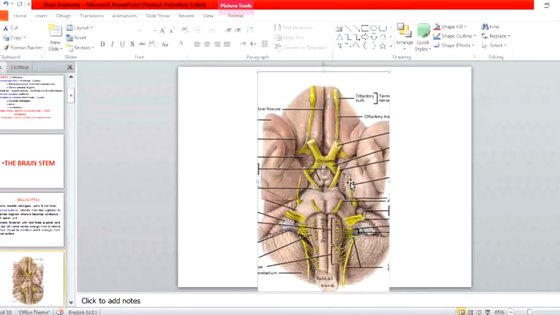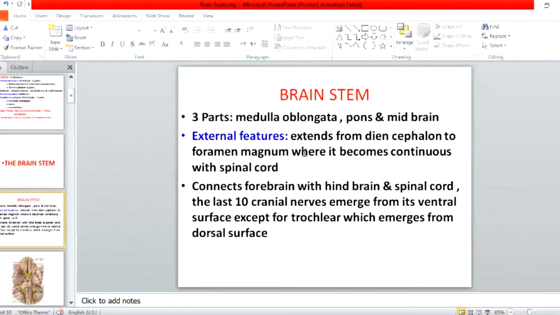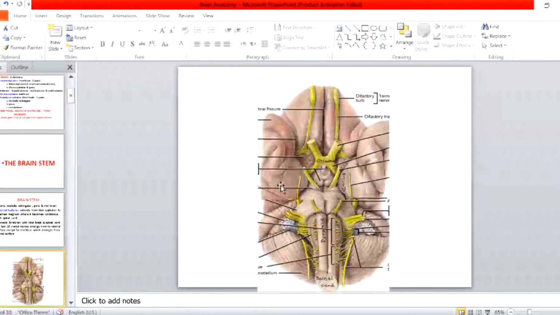All the last 10 cranial nerves arise from the brainstem, so we'll study only the brainstem. Now the brainstem, ساق الدماغ, has three parts: medulla oblongata and pons, which are parts of the hindbrain, and the midbrain. Collectively, they lie in one line, in the middle. From here, midbrain, then you have the pons and the medulla oblongata.